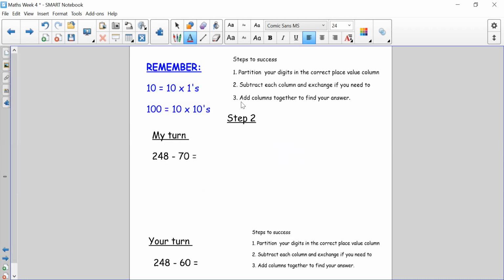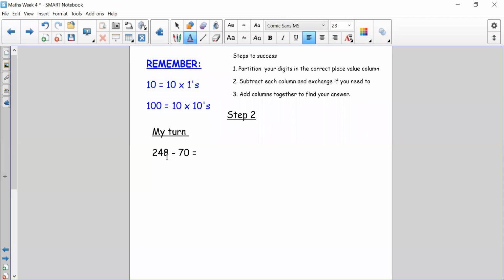Right, let's look at step 2. Step 2 here, we are subtracting multiples of 10. Okay, we're still following the same steps, so let's look at step 1. Step 1 says I need to partition my digits into the correct place value. Okay, so we need to partition 248. So I'll partition 248 into 200, 40 and 8. Okay, and I'm subtracting 70.